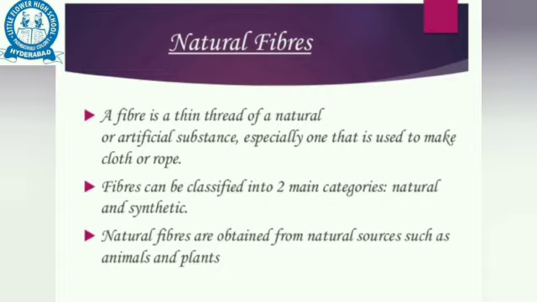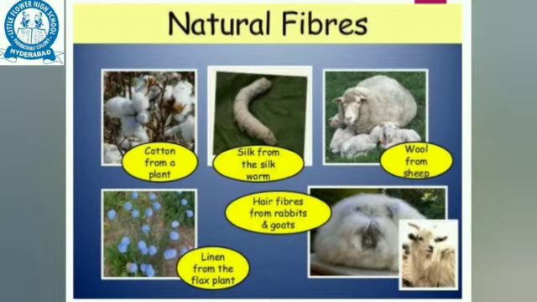Let's come to natural fibers. Natural fibers are obtained from natural sources such as animals and plants. We get cotton fibers from the cotton plant, linen from the flax plant. Coming to animal fibers, silk from the silkworm, hair fibers from rabbits and goats, and wool. Wool is from sheep and also some goats.